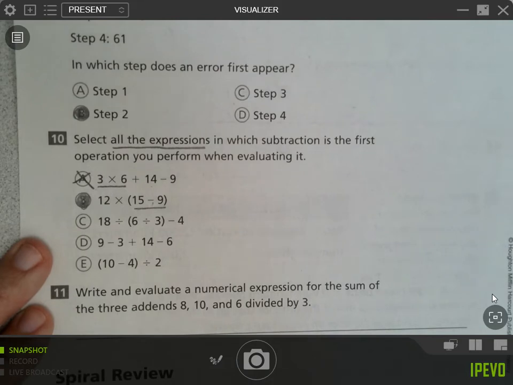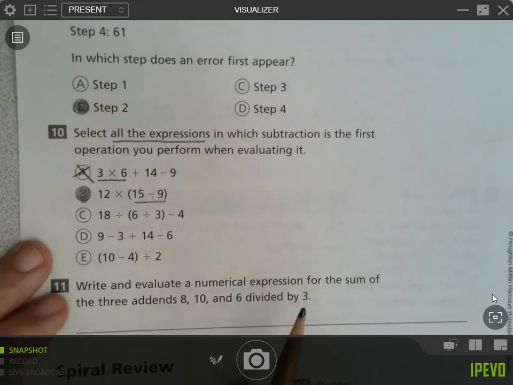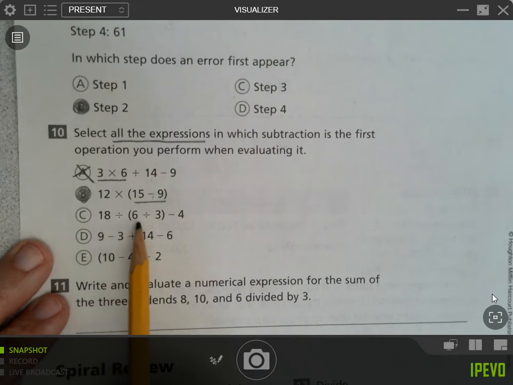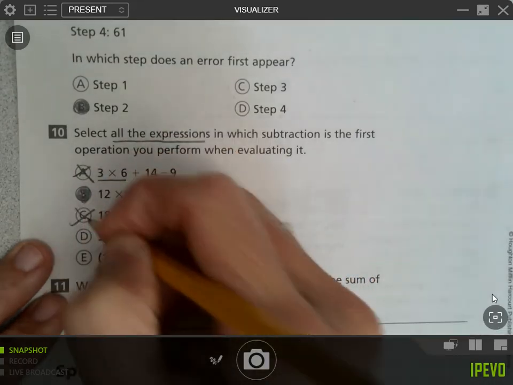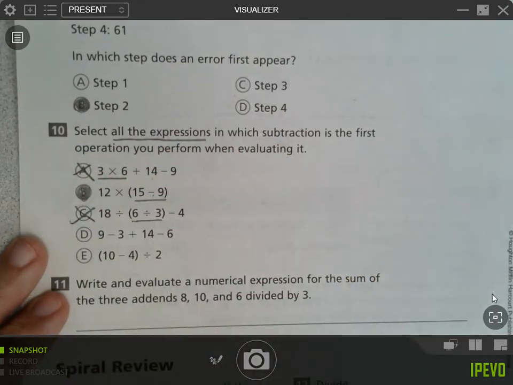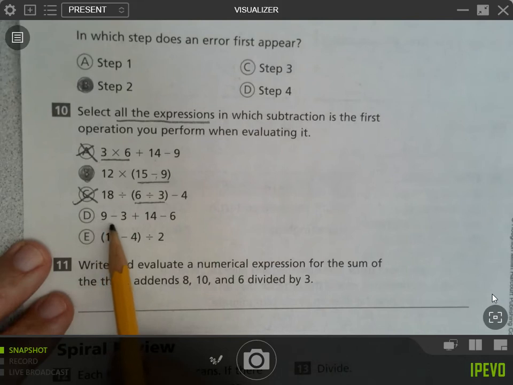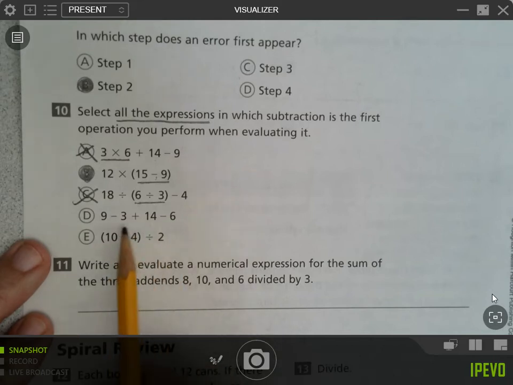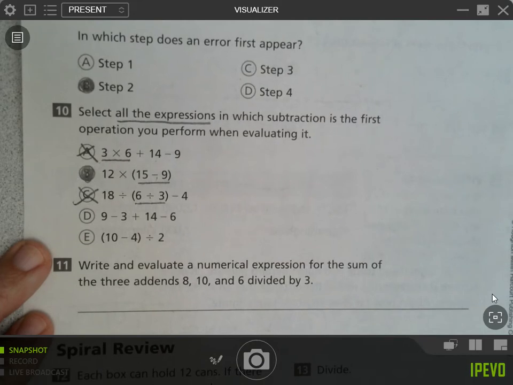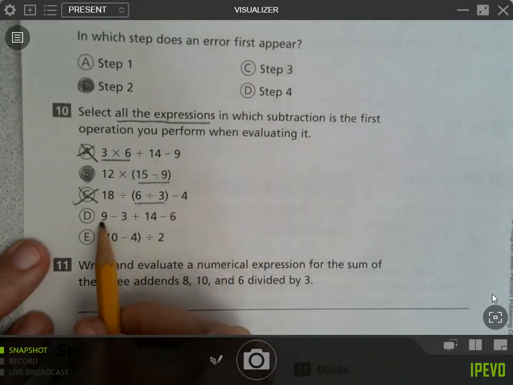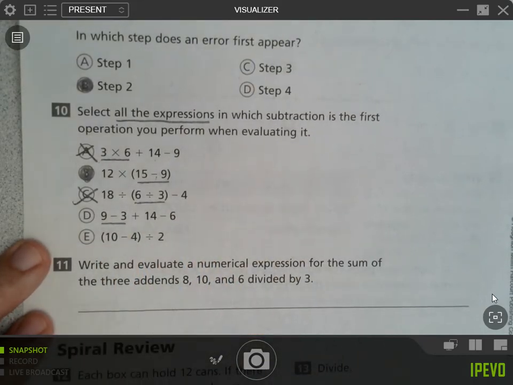And it says select all the expressions, so we know that means there's going to be more than one correct answer. Letter C, when I look at this expression and I evaluate, there are parentheses, and that says to divide in the first step, so that won't be good. D, I see no parentheses or exponents, no multiplying, dividing, I just see subtraction and addition. Order of operations say what? Order of operations say work left to right, so I would start right there with 9 minus 3.